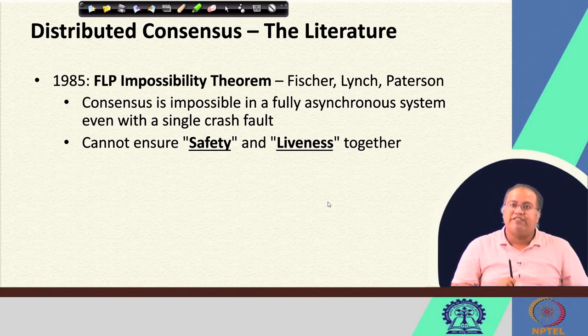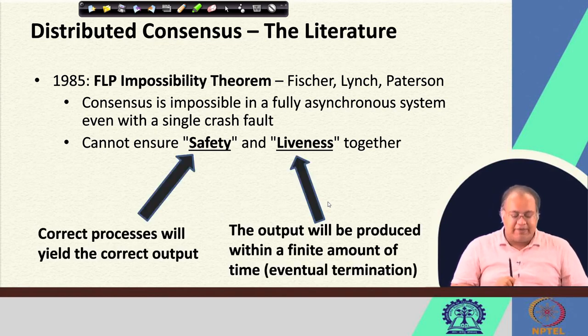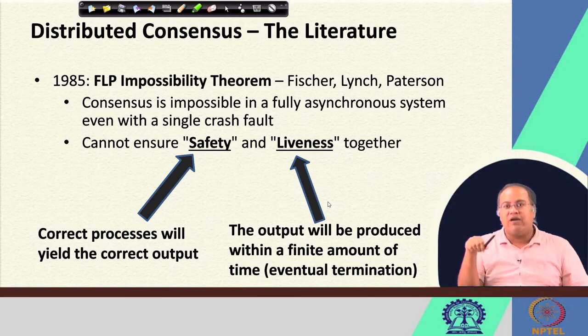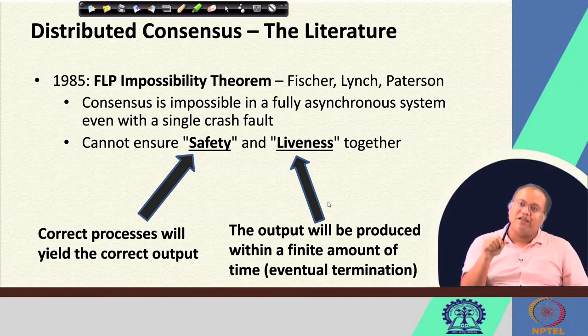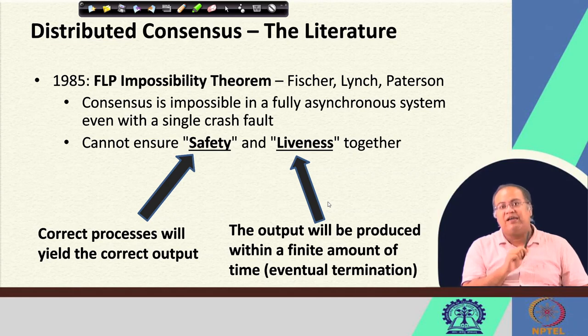So, what is meant by safety? Safety basically means that the correct processes will yield the correct output. Out of all the nodes or processes which are there, the correct processes, that means they are neither crash faulty nor Byzantine faulty, will always yield the correct output. And the liveness property says that this output will be produced within a finite amount of time.